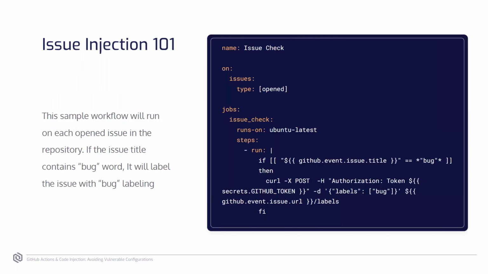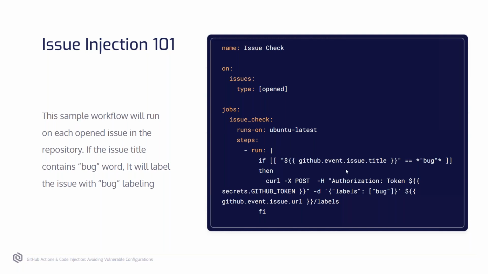Now that we learned what GitHub Actions is and why it is a powerful system to build pipelines, let's understand what code injection is. We created a sample workflow that does the following. It is called issue check. It will be triggered whenever a new issue on GitHub is created. Usually you create issues either on bugs or a feature request for the product, or there are many more usages for it. And the job of this workflow will be this bash script, which checks the title of the issue.